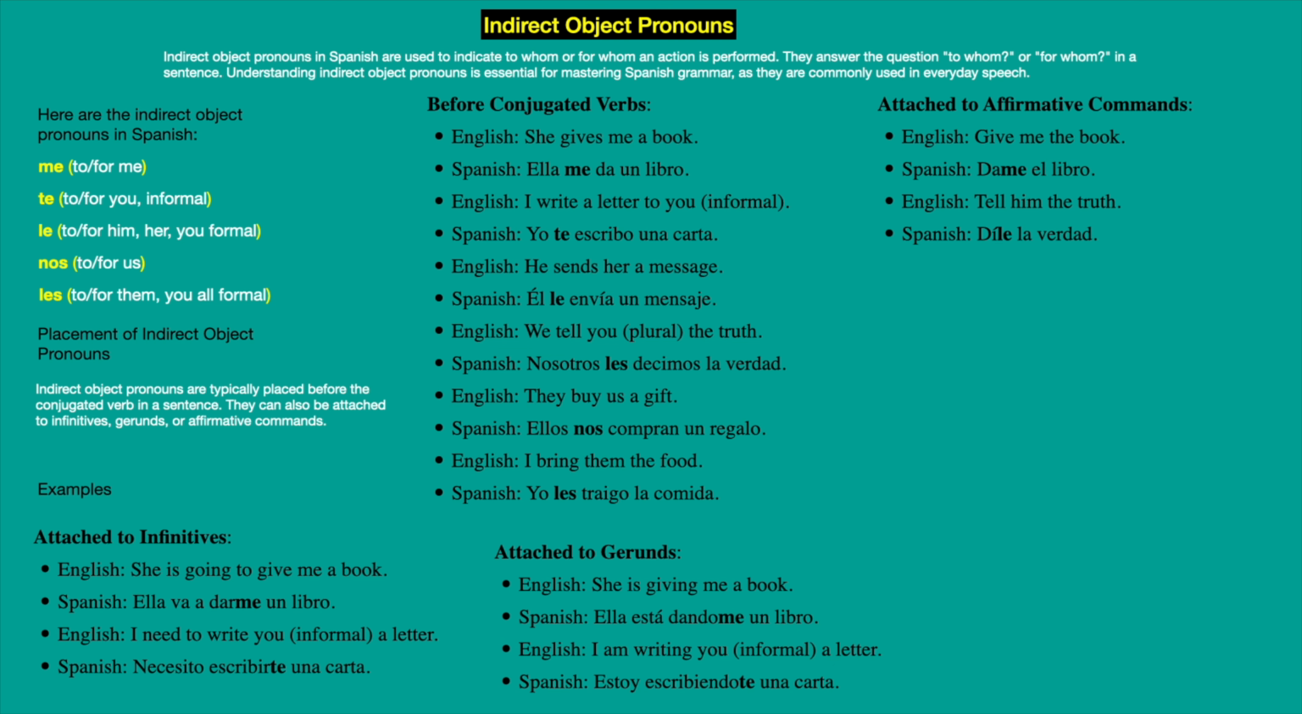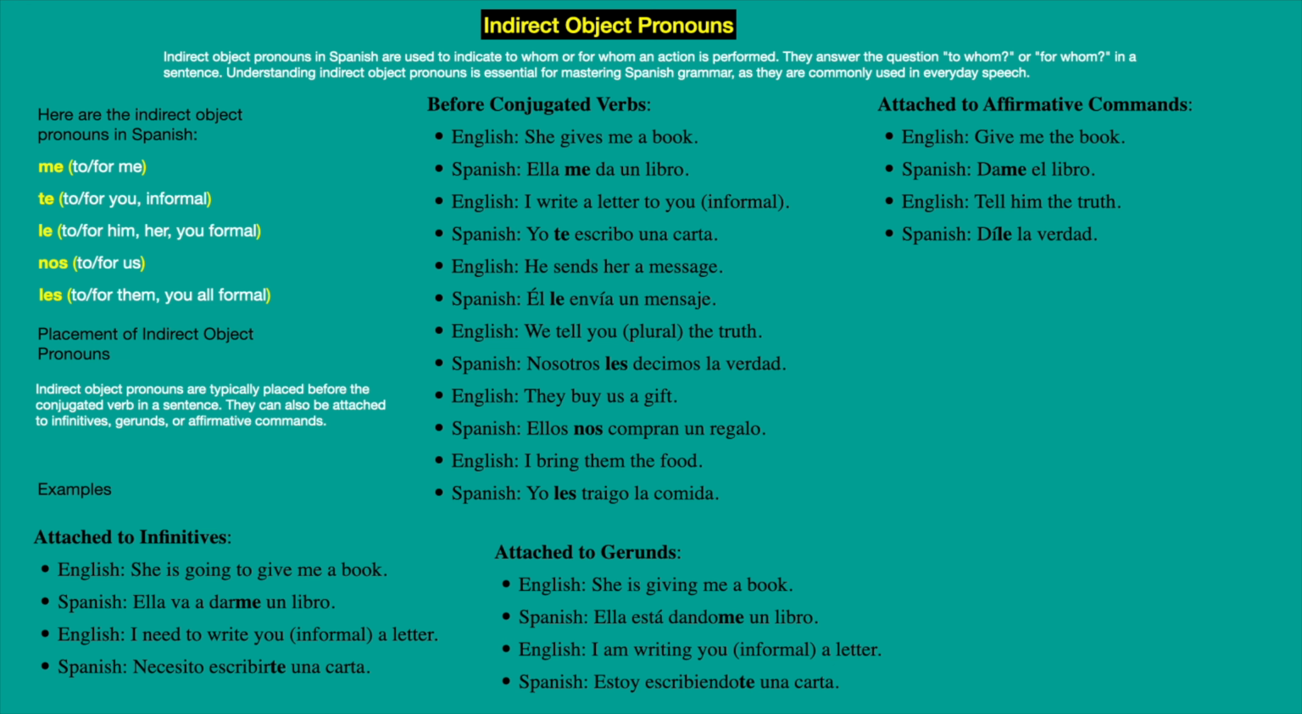So here we have also when it's attached to an affirmative command. That is when you do a command. Do it now. Do it. Tell him. So, give me the book. So, dame. Here you're going to say the command, the imperative.